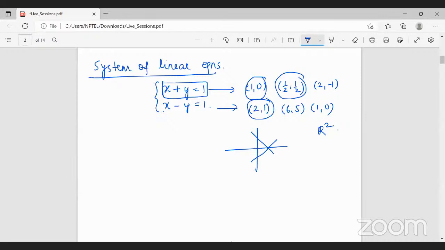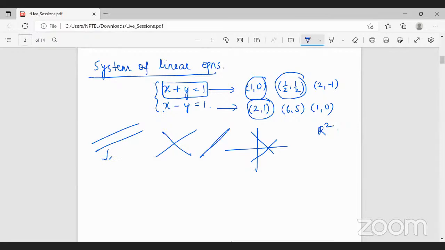Right. It will either intersect at one point, or there will be infinitely many points, like they are coincident, or they will be parallel to each other. So you can either have two parallel lines, in which case they won't intersect at all. If they intersect, they can intersect at exactly one point, or they are both one and the same line.